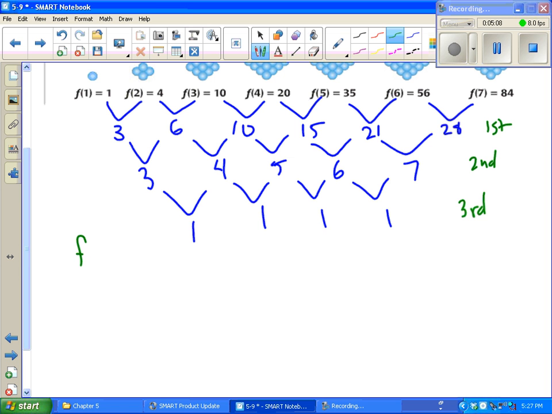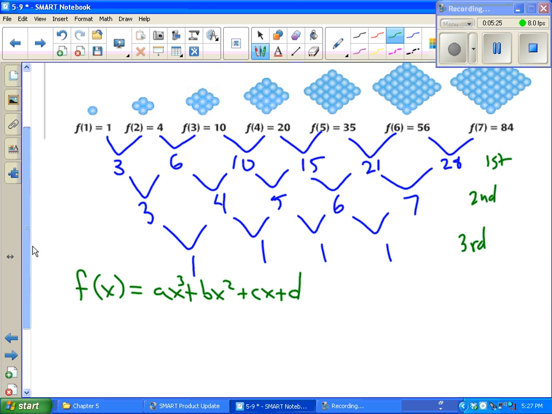We know that because this is a third degree equation, we can start off with something like this. And because there are 4 things we don't know, we're going to have to set up an equation with 4 variables and 4 unknowns. That means we have to plug in numbers 4 times.